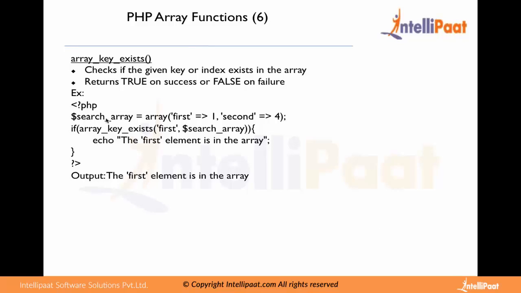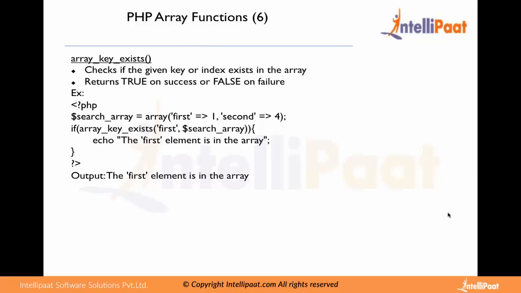So here in this example I have an array in which I have two keys, first and second. I am using the array_key_exists function and passing the first key as the search key, and the second argument is the array. So this key will be searched in this array, and if it is present, it will give me the output. Otherwise it will not return any output. Because this key exists in this array, I will get the output that first element is in the array. So this is used to check if the key exists in the array or not.